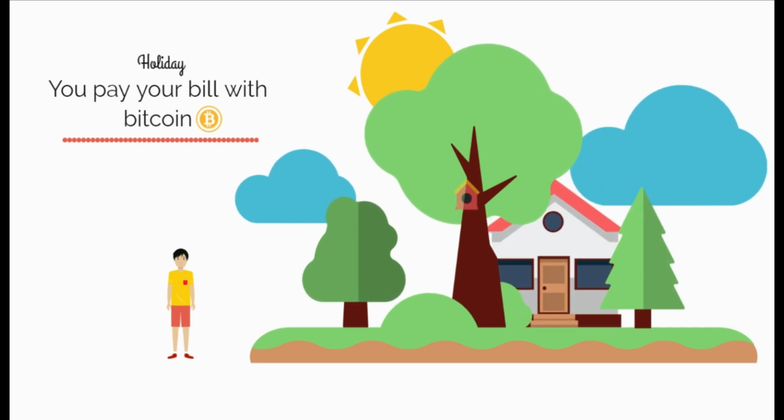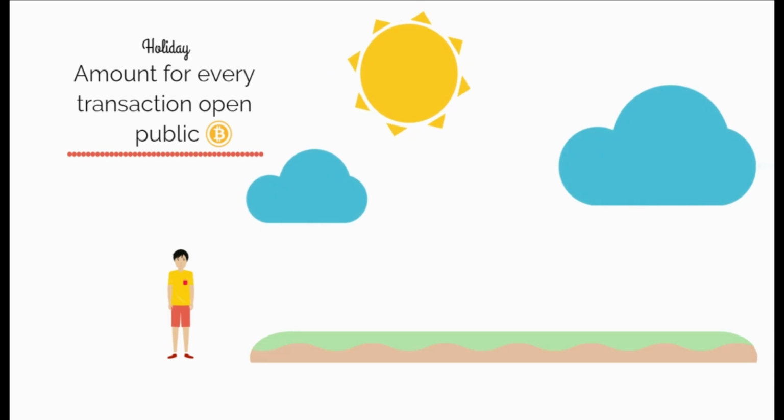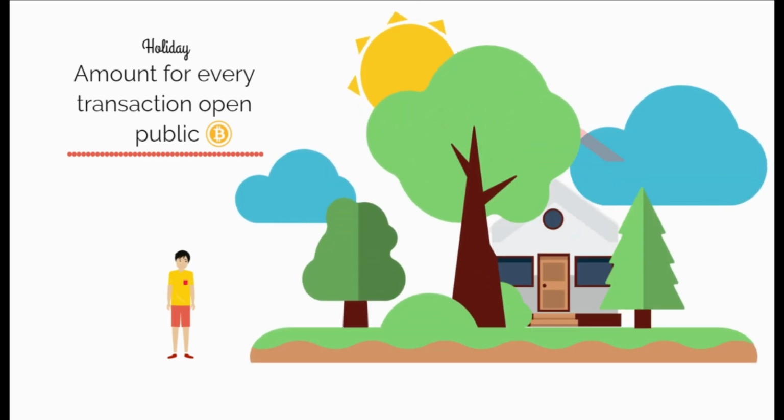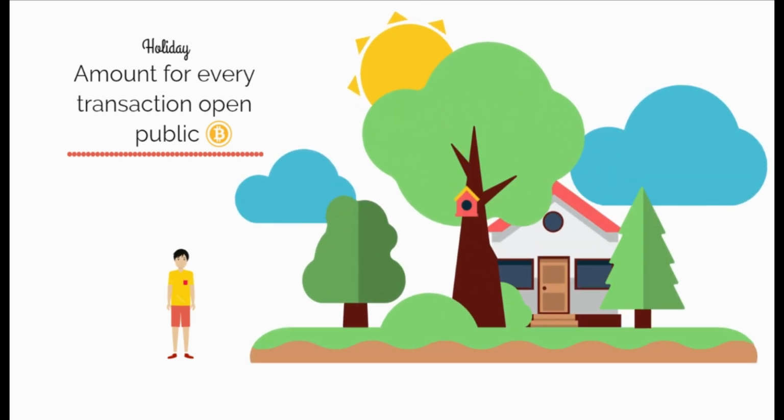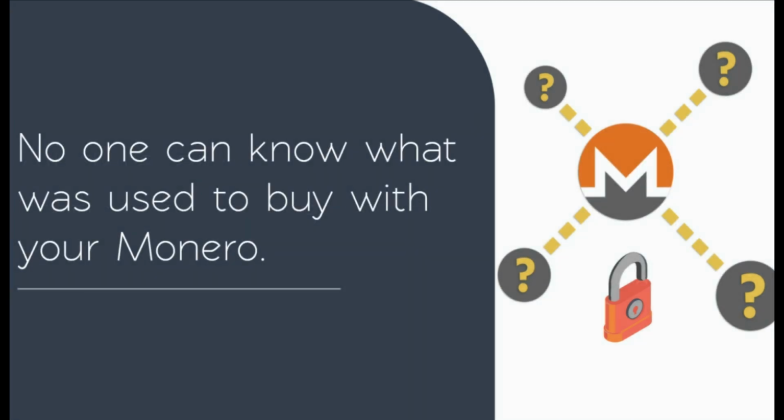The web of transactions eventually allows anyone in the world to see who is purchasing what with a little detective work. Can you sleep comfortably when all the people know you have 10,000 Bitcoin in your wallet? This is where Monero comes in. Since all data and transactions are private, no one can know what transactions your Monero has gone through before, and neither can they know what was used to buy with your Monero. Its transaction history can never be known.